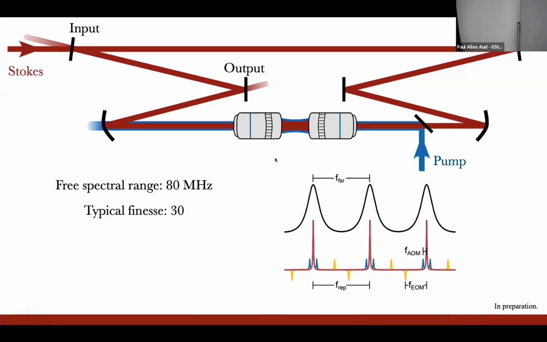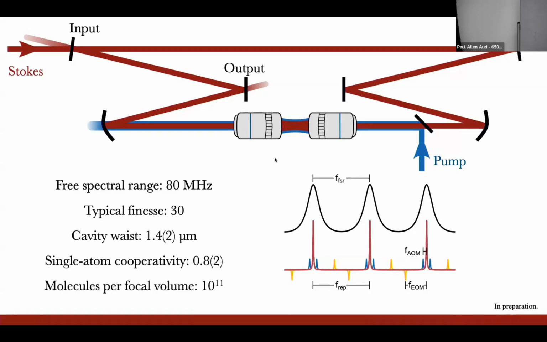We lock the whole thing with PDH, so we imprint phase sidebands on the Stokes, the red Stokes, with an EOM. And then to do the Raman measurement, we amplitude modulate the pump, and we detect with lock-in at the output the amplitude modulation that's transferred to the Stokes by this stimulated Raman process. And so this will just directly be proportional to the Stokes power and the pump power times the number of molecules in the focal volume.